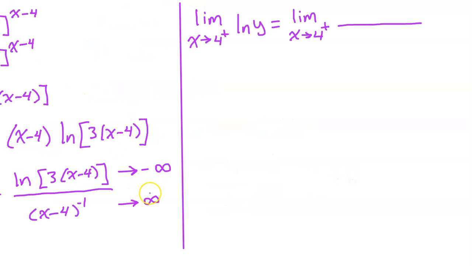Since we are approaching infinity over infinity, L'Hopital's rule says I can take the derivative of the numerator and the derivative of the denominator without changing the limit. So that's what I'm going to do. We know that the derivative of natural log is 1 over x. But because this is not simply x, I'm not going to have 1 over x. I'm going to have 1 over all of this, so 1 over 3 times (x − 4). However, because we have this function inside of a function, we have to do the chain rule and multiply by the derivative of all of this.